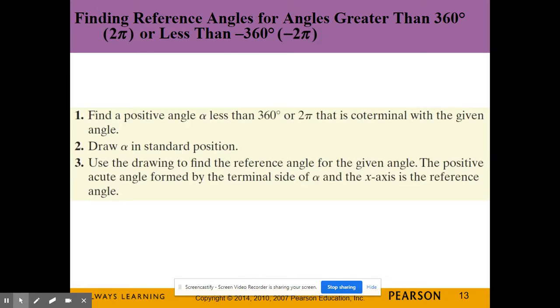All right, so step 1, find a positive angle less than 360 or 2 pi that is coterminal with the given angle. Draw the angle in standard position, and then use the drawing to find the reference angle. For the given angle, the positive acute angle formed by the terminal side of the angle and the x-axis is the reference angle.